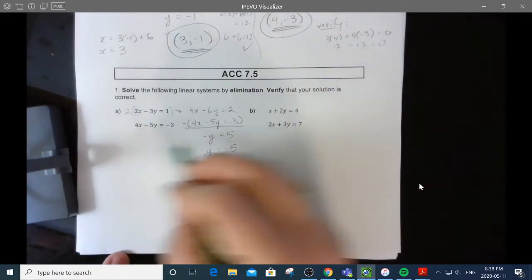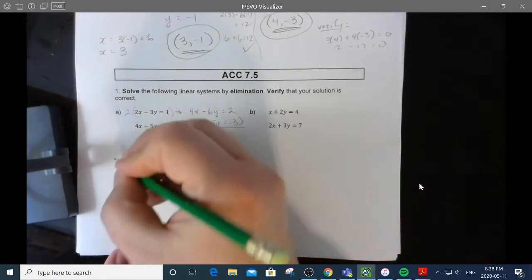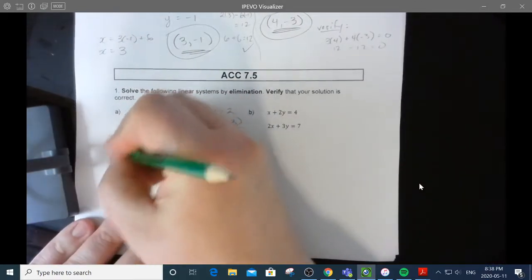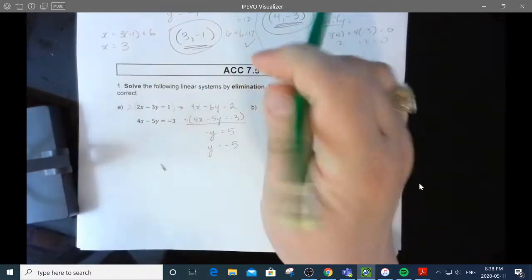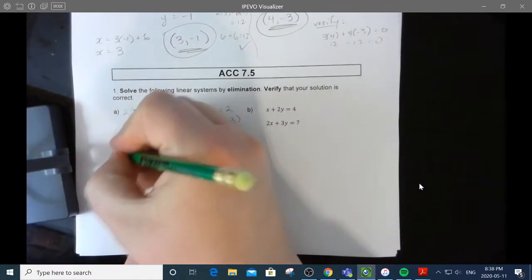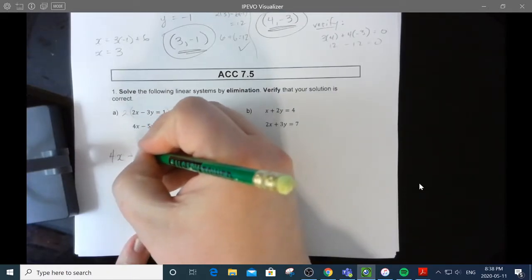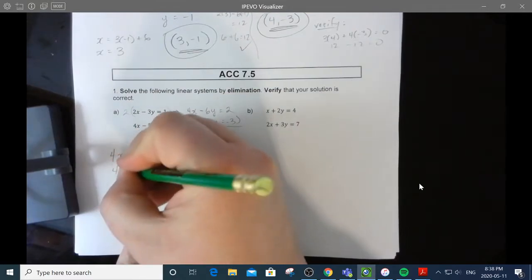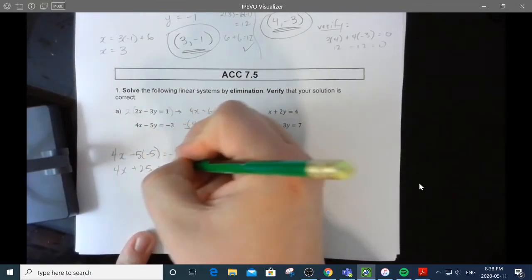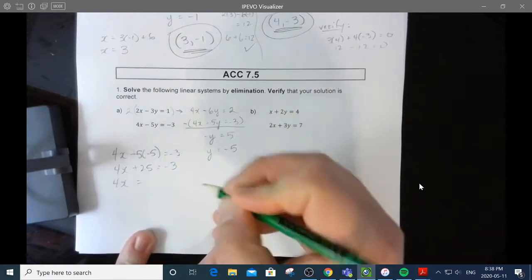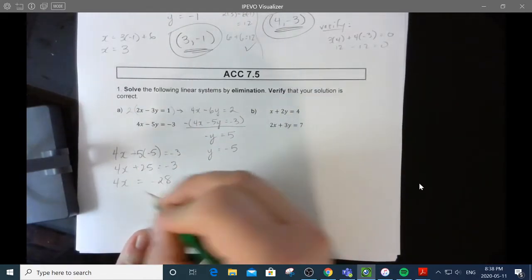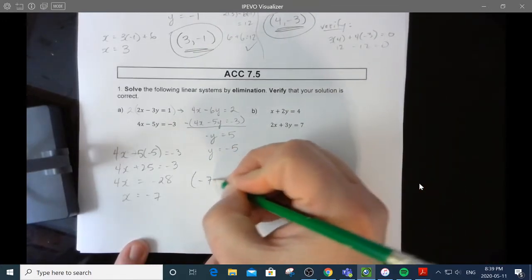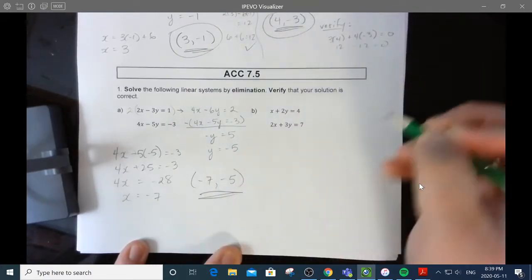All right, I will plug this negative 5 in where that x is. So 4 times negative 5. Oops, it's the y that I'm plugging in, not the x. That's a mistake. So 4x's minus 5 times negative 5 equals negative 3. So that's 4x's plus 25 is equal to negative 3. So that's 4x's is equal to negative 28. Divide both sides by 4, and I get negative 7. So I have (negative 7, negative 5). I think that's the answer.